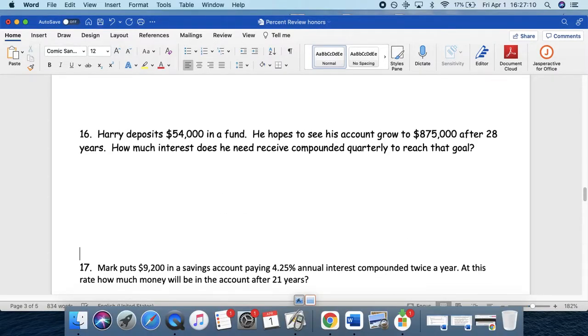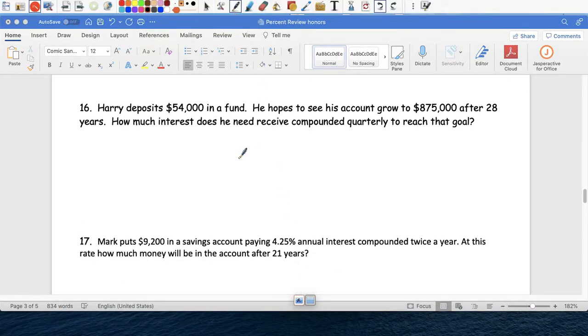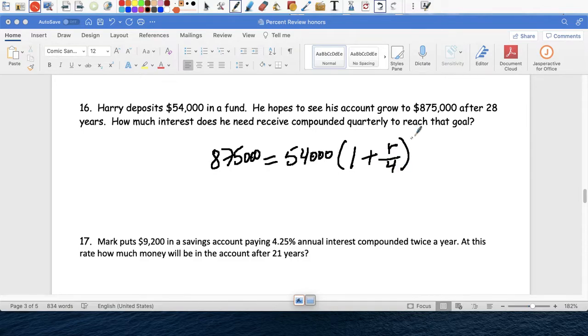16. Okay, so this is a compound problem. It's $54,000 deposited. Okay, so this is the messy problem. But I think I can do it. He wants to have a total of $875,000 in his account. He puts $54,000 down. The interest rate, we don't know. It's compounded quarterly, so over 4. And our exponent here is going to be 4 times 28, which is 112. So that's what our expression looks like. It's all the numbers plugged in.